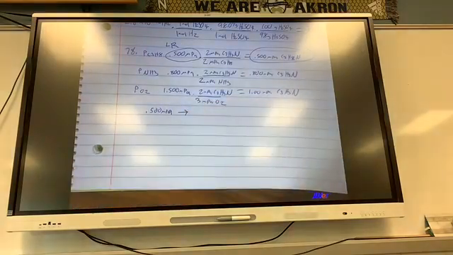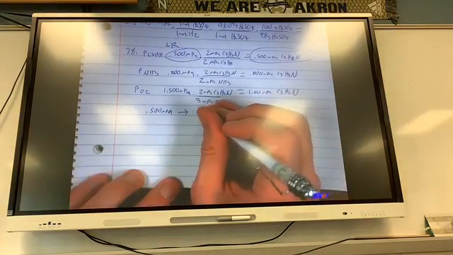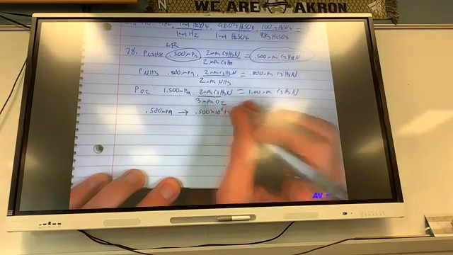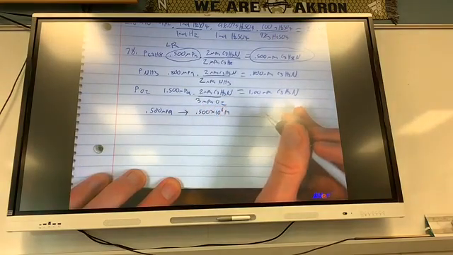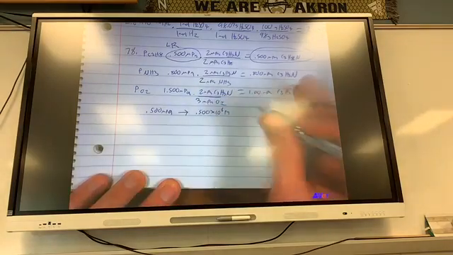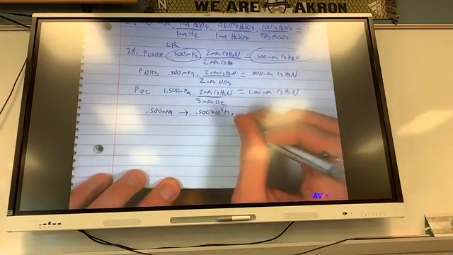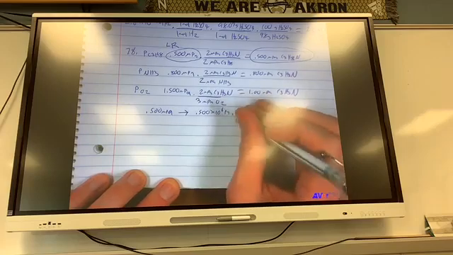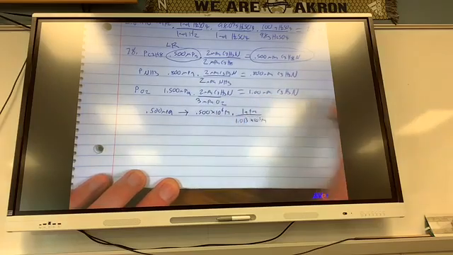I have to convert this though, into atm. So 0.500 times 10 to the 6 pascals, because 10 to the 6 would be my megapascals. And I know that there's 1.013 times 10 to the 5th pascals in 1 atm. I gave you that conversion in the notes.